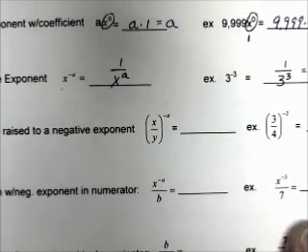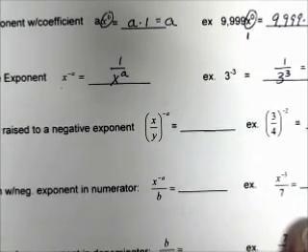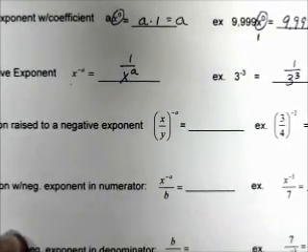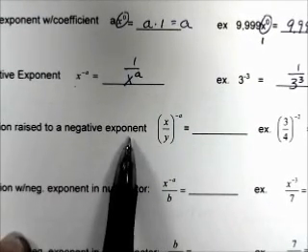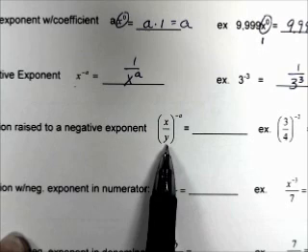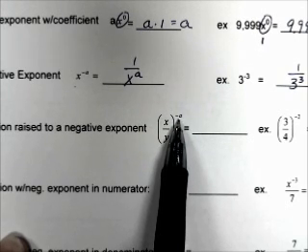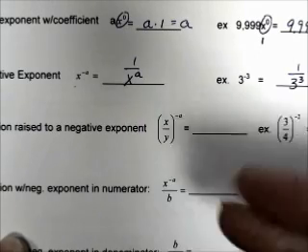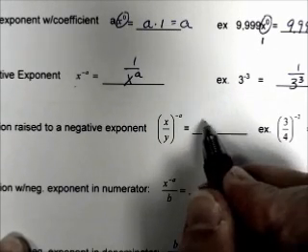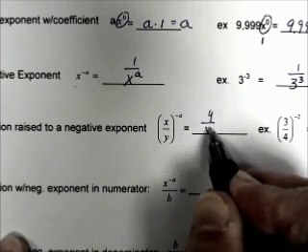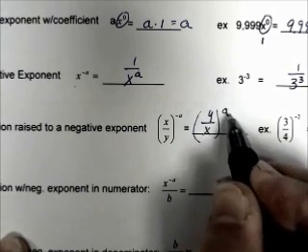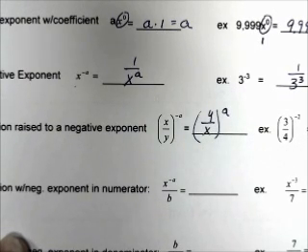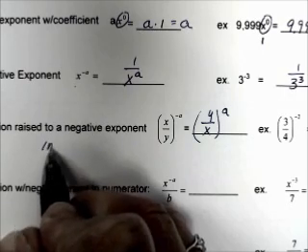Staying on the rule side first and then looking at the example. A fraction raised to a negative exponent. If you start off with a fraction and it's being raised to a negative exponent, to take care of the negative exponent, just invert the fraction. So this would be y over x raised to the positive a. All right, invert the fraction.